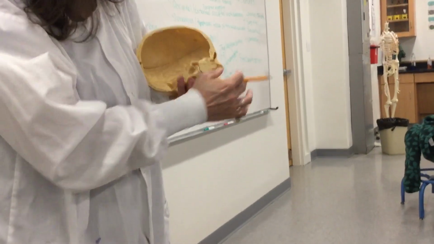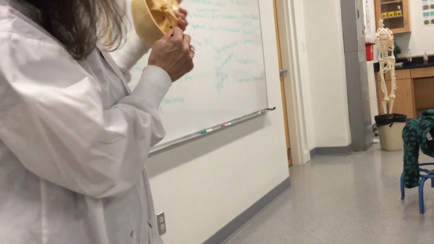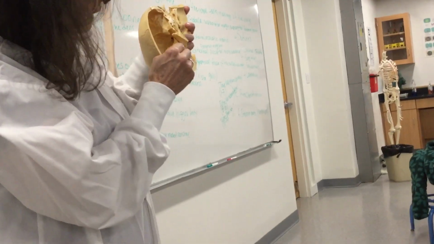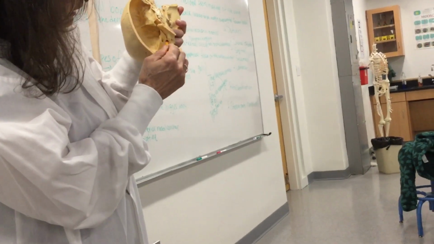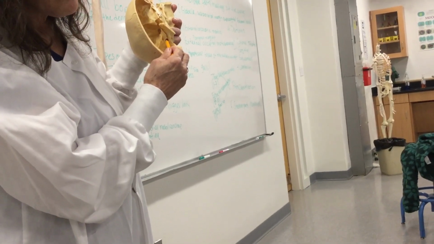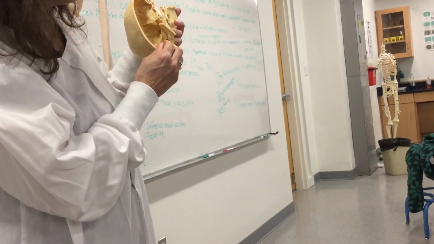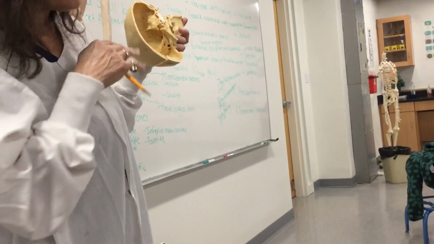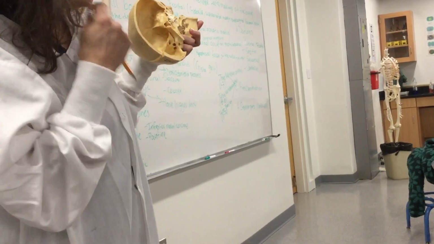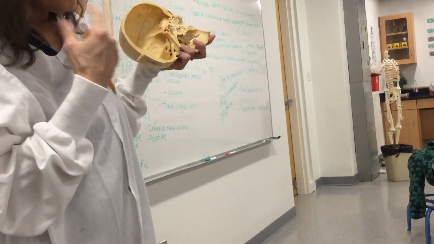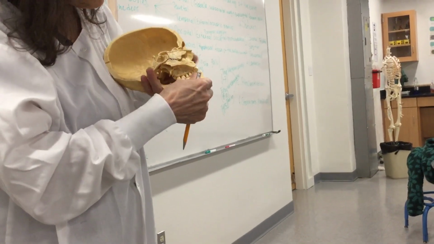And then here on the side of this part that is the foramen magnum, here's the hypoglossal canal. So through the hypoglossal canal, the hypoglossal nerve or cranial nerve number 12 passes through, which is the nerve that allows us to move the muscles of our tongue.